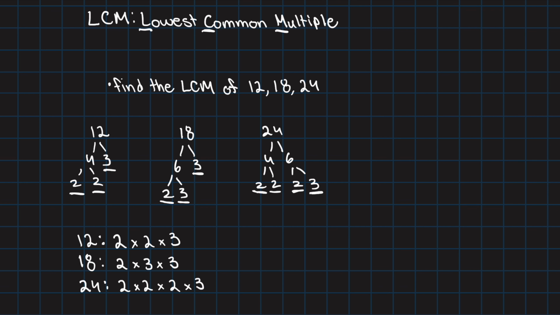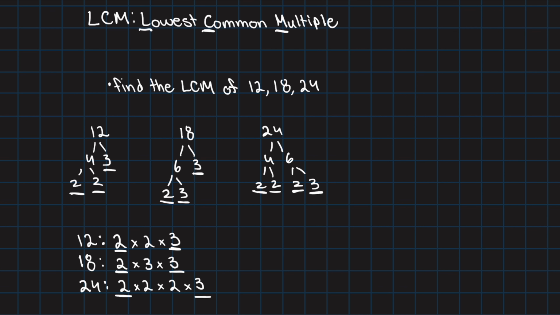Now, to find the lowest common multiple, you find the numbers that are common to all three, right? So you know that 2 is common to 12, 18, and 24, and you also know that 3 is common to 12, 18, and 24. And of course, you multiply them just like you did with GCF, but instead of just multiplying it once, you multiply it by the greatest amount of times that it's listed.